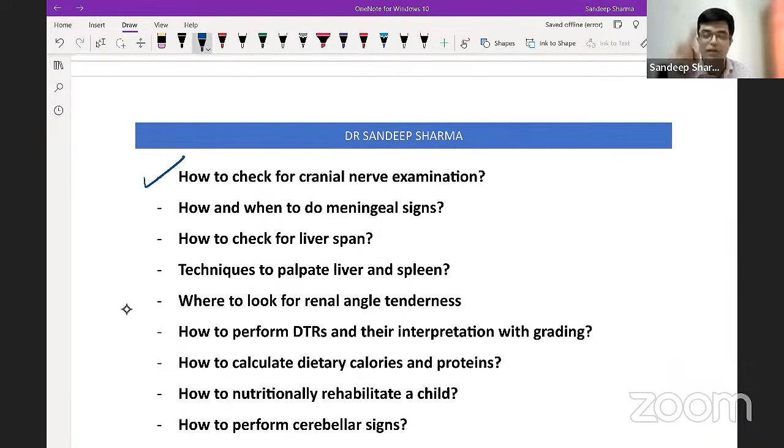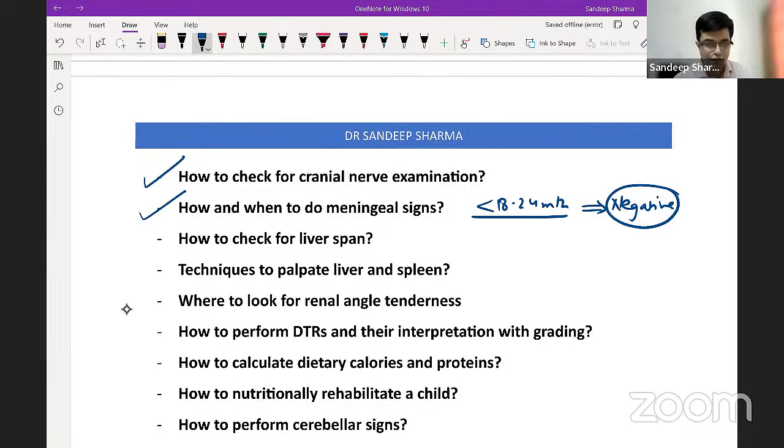How to check for cranial nerves in a child. How and when to do meningeal signs. Remember, less than 18 months, or less than 18 to 24 months, meningeal signs are negative. So you don't perform them. Above that age, they can be positive in a child with meningitis or meningoencephalitis. So we watch for Kernig sign, Brudzinski sign, nuchal rigidity. These are the three signs you look for.